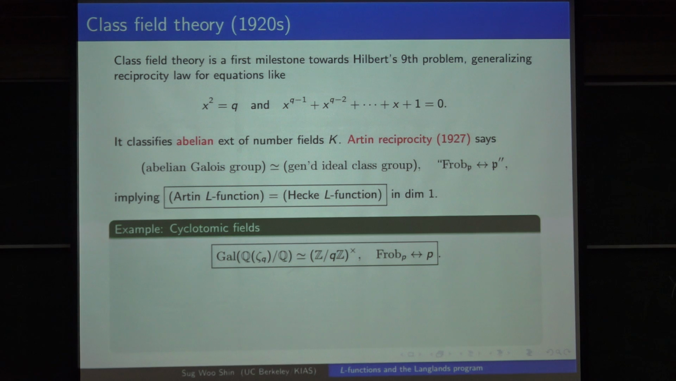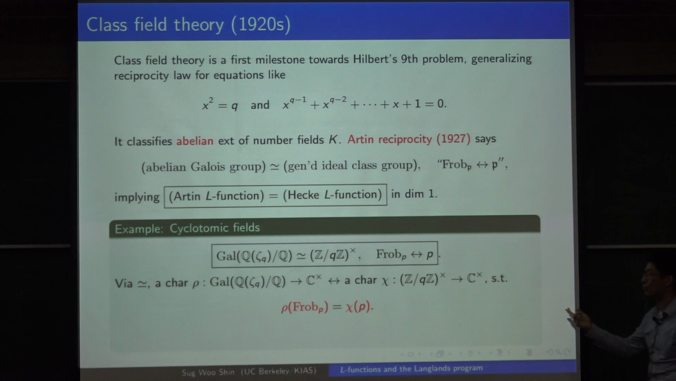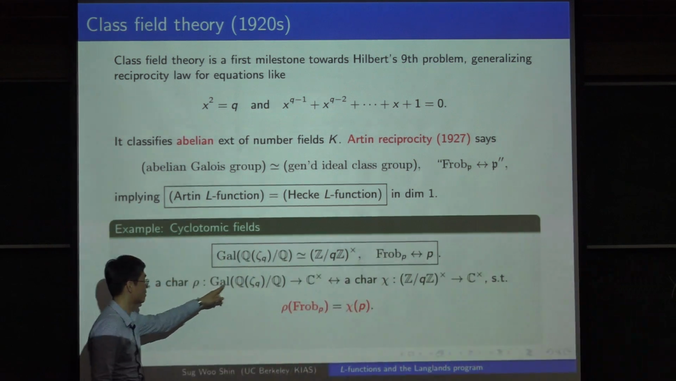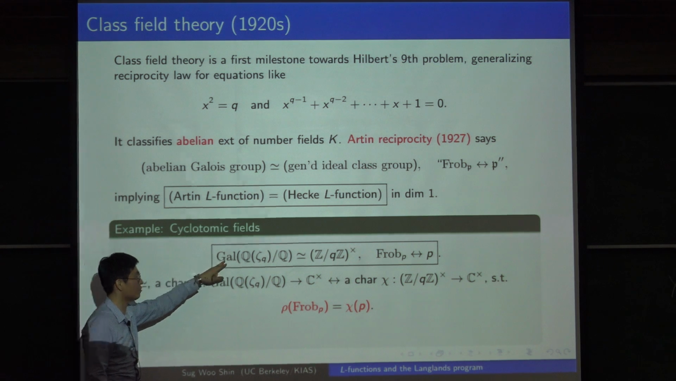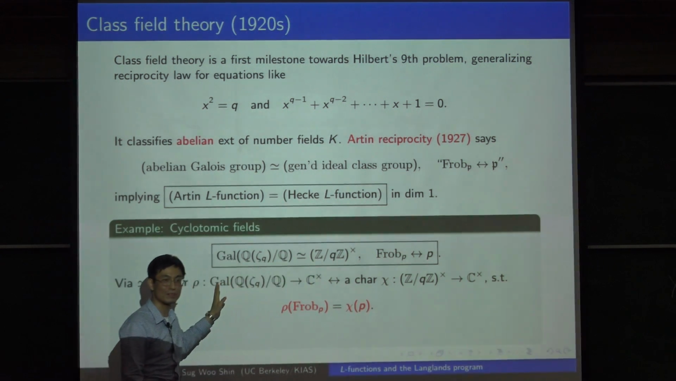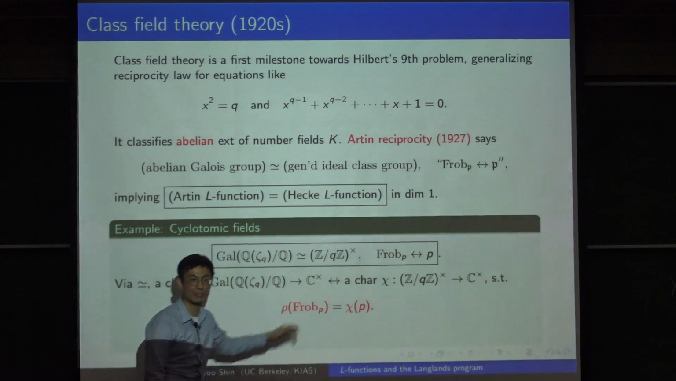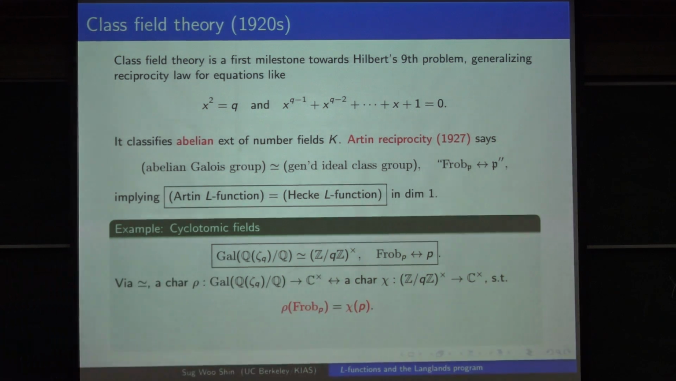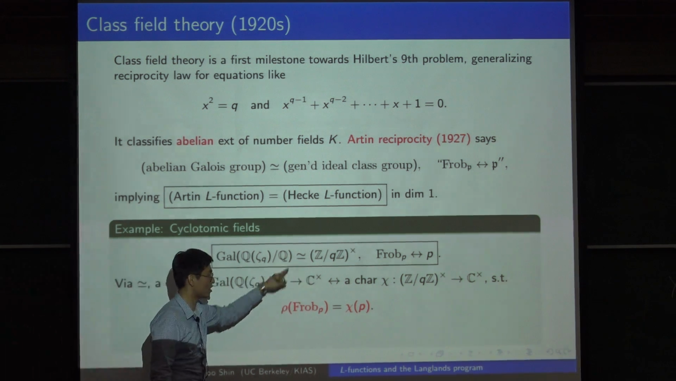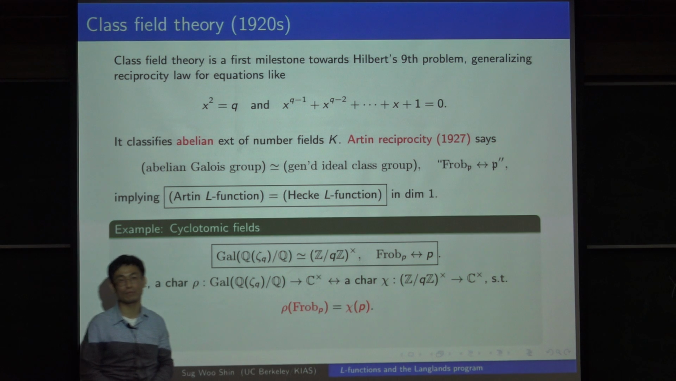So what are Artin L-functions and Hecke L-functions in this case? Via this isomorphism, you can take a character, where a character means just a group homomorphism. There is a character on the left-hand side and a character on the right-hand side. Via this isomorphism, a character on the left-hand side matches a character on the right-hand side. Because Frob_p goes to p, when you match two characters via this isomorphism, then rho of Frob_p is equal to chi of p.